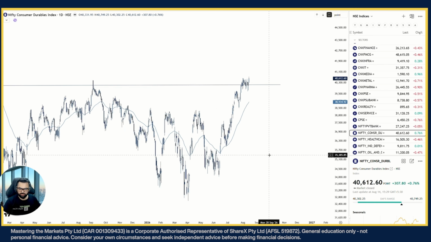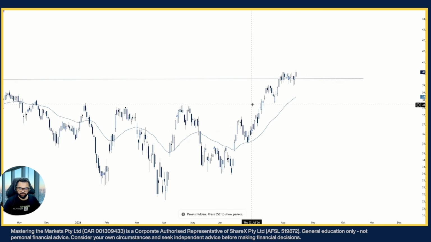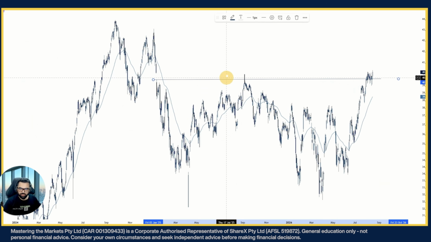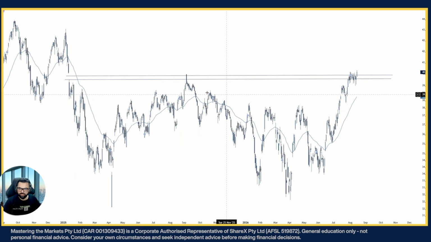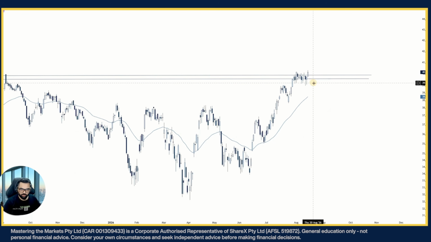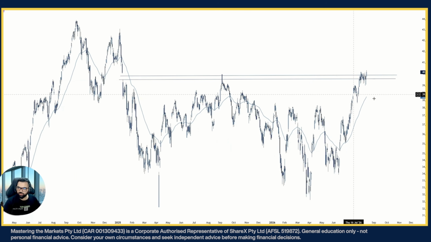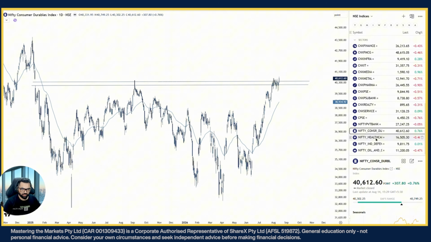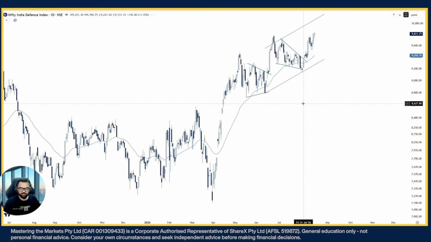Consumer durables. This is actually doing better than the other sectors. And if I just draw a couple of resistance lines here, then it's probably already broken out. So consumer durables is something that's looking good for the very near term. Healthcare we already talked about. Defense.